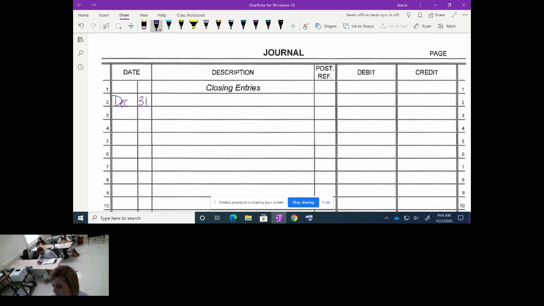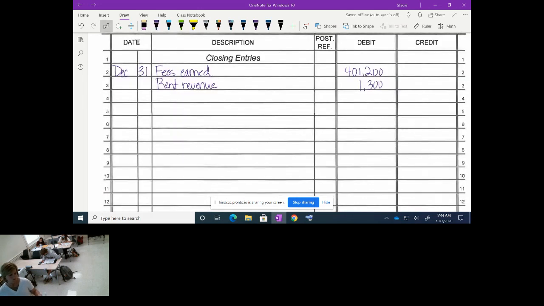All right, we're going to debit our revenues, and we're going to credit our expenses, because we're trying to zero these things out. We want to make them go away. All right, and now you can definitely abbreviate. Salaries and wages. Advertising expense.